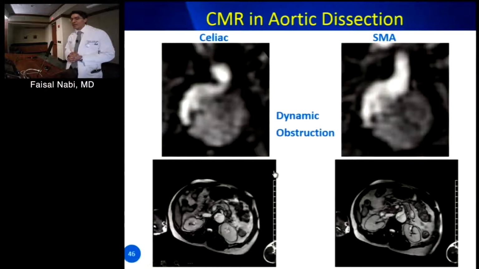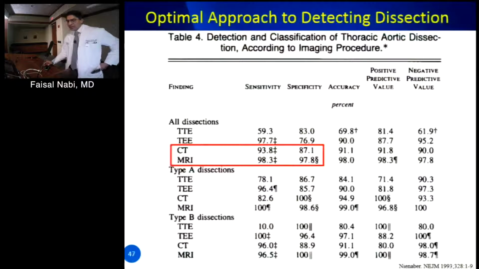CMR can also be very helpful in identifying dynamic obstruction, and dynamic obstruction is really when the false lumen, if it is pressurized, goes and occludes one of the mesenteric vessels or renal arteries during systole, or during some phase of the cardiac cycle. So this is one older study which actually looked at the 3 techniques and their predictive abilities in diagnosing aortic dissections, and really, CT and CMR both fare very, very well. TEE does well as well. In an older study, it seemed to be less specific.